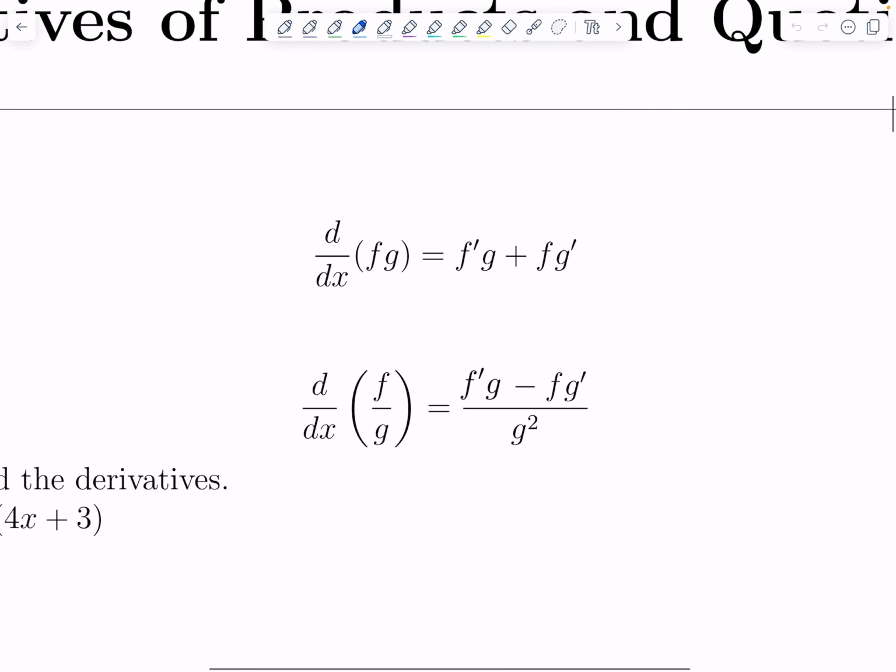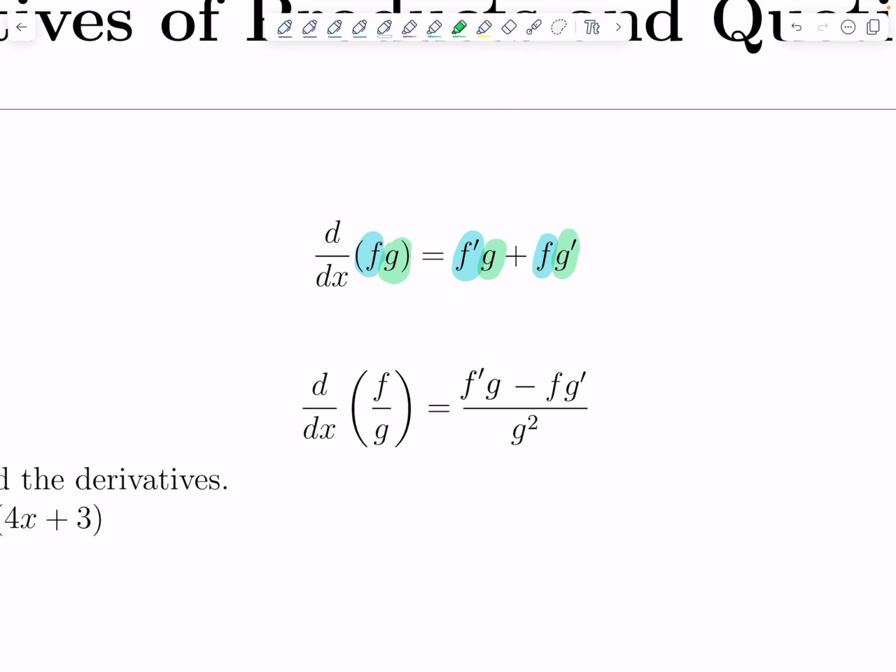Let's zoom in. So if you're trying to take the derivative with respect to x of a product of two functions, you have f of x and g of x. The rule is as follows. You take the derivative, f prime, and then you multiply it by g, regular g, not the derivative of g. And then you add the product of regular f and g prime.